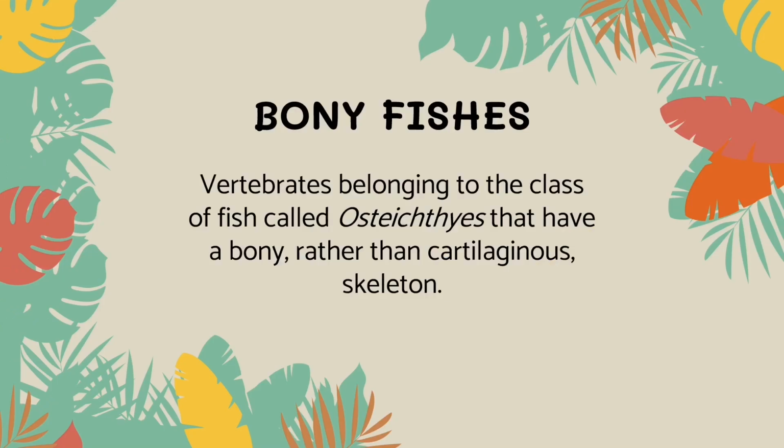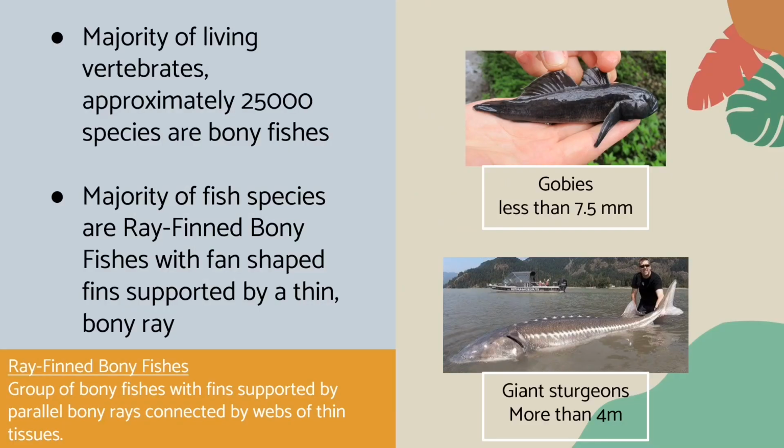So, what are bony fishes? Bony fishes are vertebrates belonging to the class of fish called Osteichthyes that have a bony rather than cartilaginous skeleton. That means the endoskeleton of bony fishes is made from bone, not cartilage. The majority of living vertebrates, approximately 25,000 species, are bony fishes. The majority of fish species are ray-finned bony fishes with fan-shaped fins supported by thin bony rays.